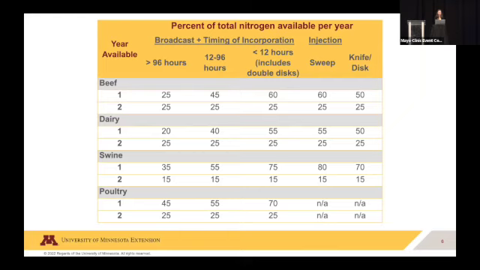Then our second year availability, you notice that is actually the same regardless of how it was applied. That's because this is just accounting for the organic portion that should release in that second year. That's why the second year doesn't really matter how you applied. It's more about how quickly we think that organic matter is going to degrade into the nitrogen that you need.